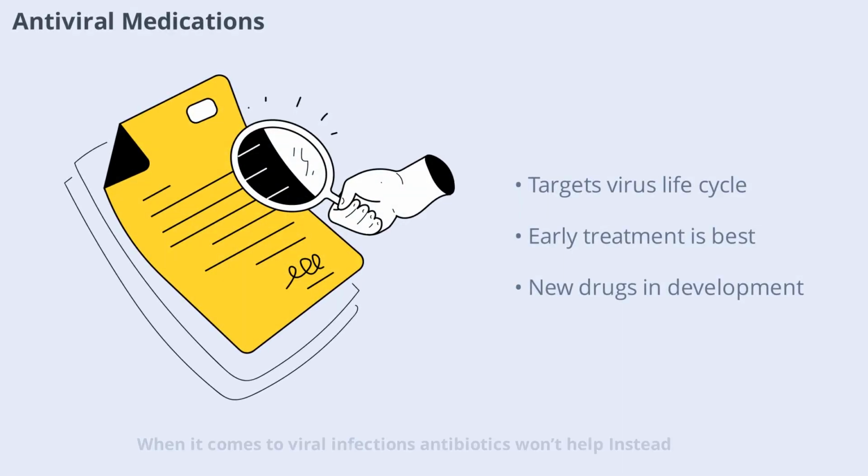When it comes to viral infections, antibiotics won't help. Instead, doctors use antiviral medications. These drugs target specific steps in the virus's life cycle, preventing it from multiplying and spreading. Antiviral treatments are available for conditions like influenza, HIV, and hepatitis. The effectiveness of antivirals often depends on starting treatment early in the course of the illness. As research advances, more targeted and effective antiviral drugs are being developed to combat a wider range of viruses.